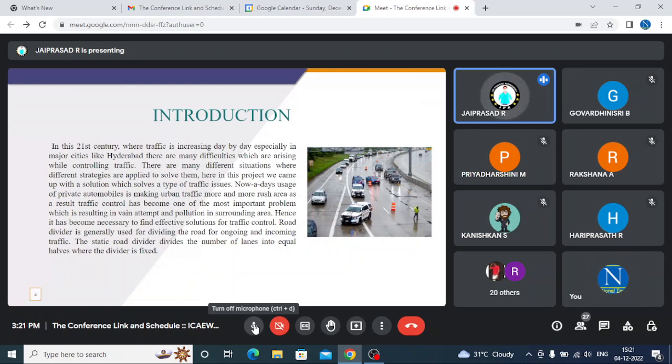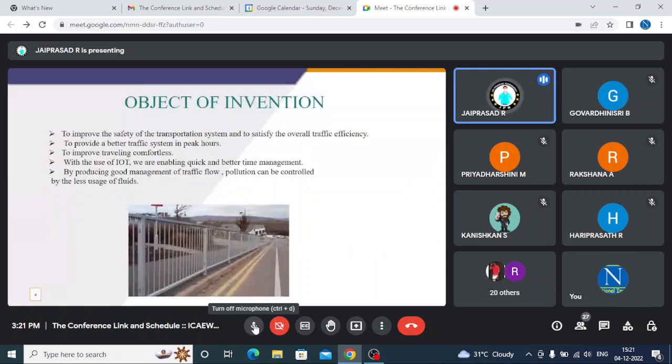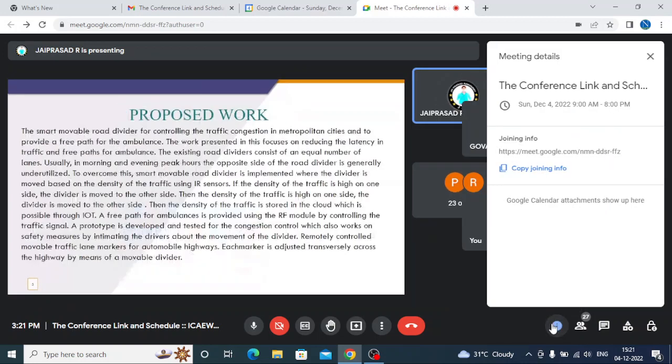The static road divider divides the number of lanes equally, and the divider is fixed. The object of the invention is to improve the safety of the transportation system, satisfy overall traffic efficiency, provide a better traffic system in peak hours, and improve traveling comfort. With the usage of IoT, we are enabling quick and better time management. By providing good management of traffic flow, pollution can be controlled through less fuel usage.